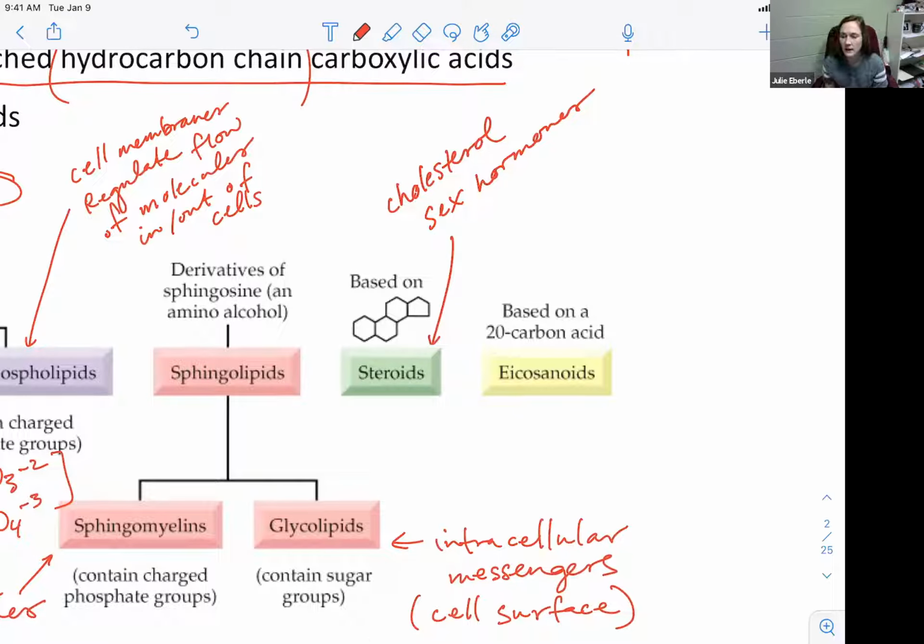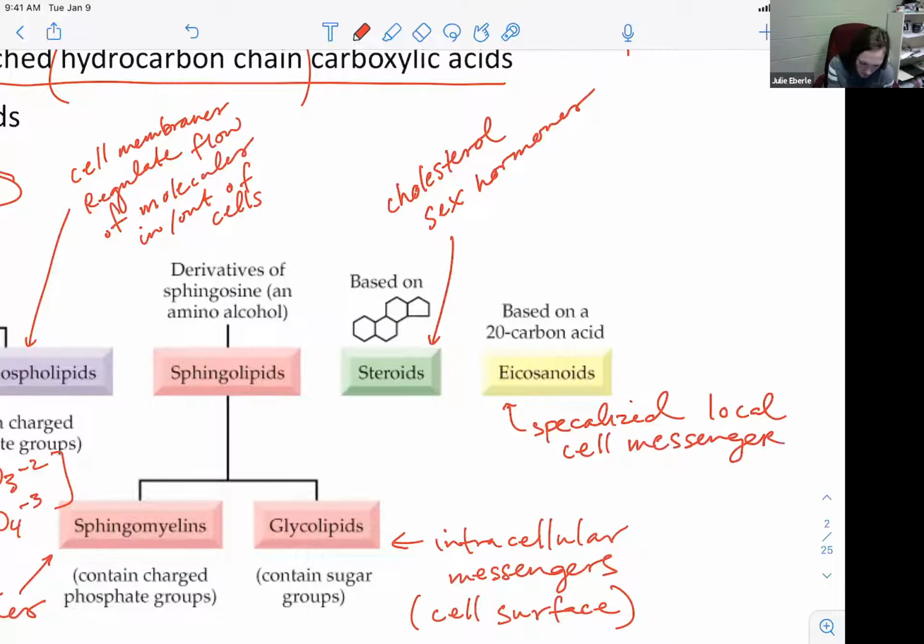eicosanoids is how you say that. These are specialized local, okay, so they don't send messages all over the body. They act more locally. Cell messengers. So one example of eicosanoids, have y'all heard of prostaglandins?